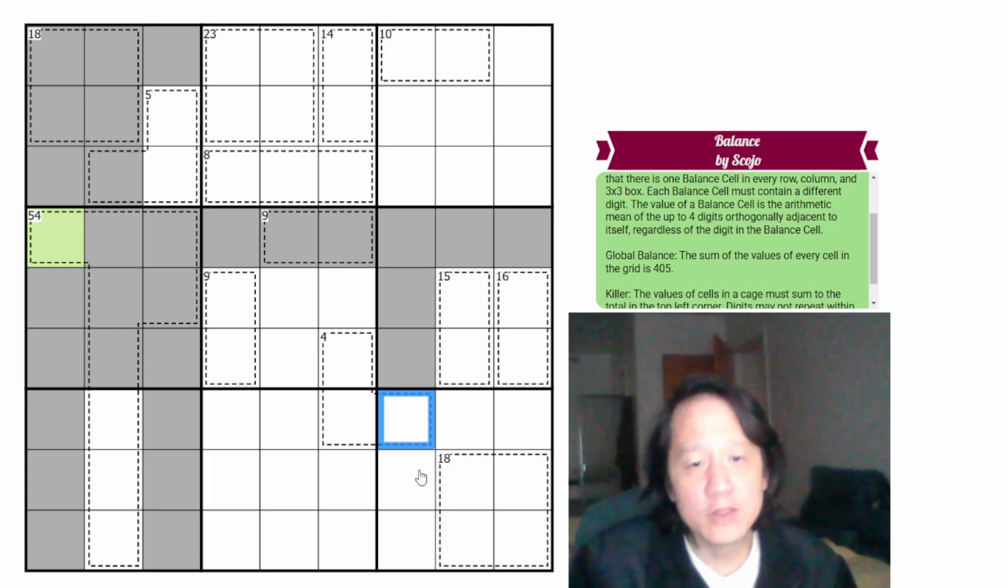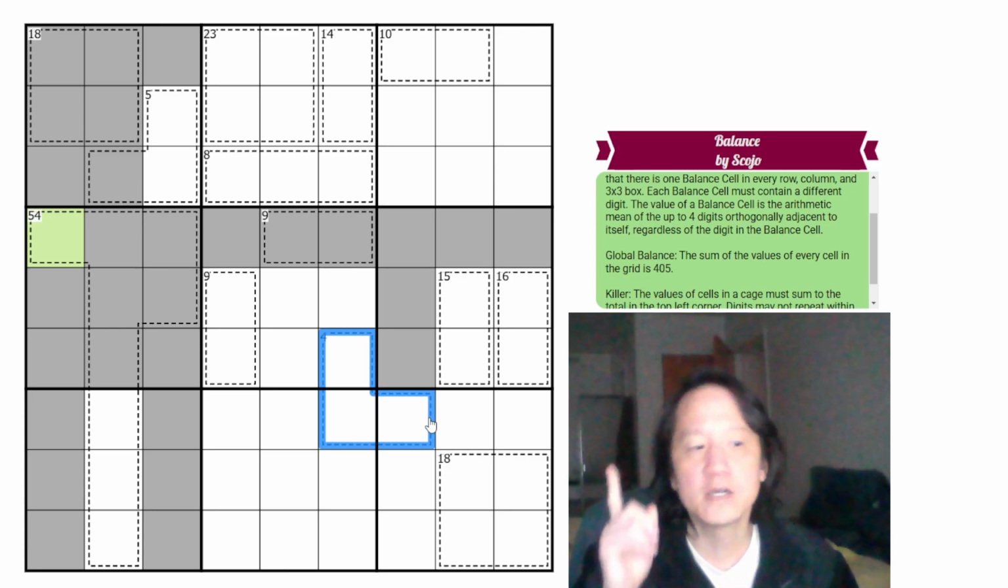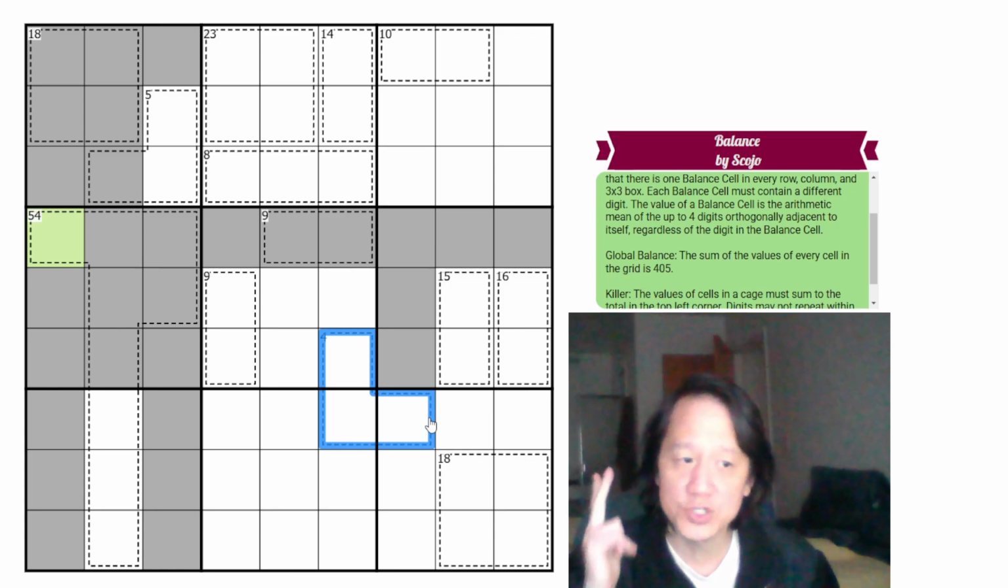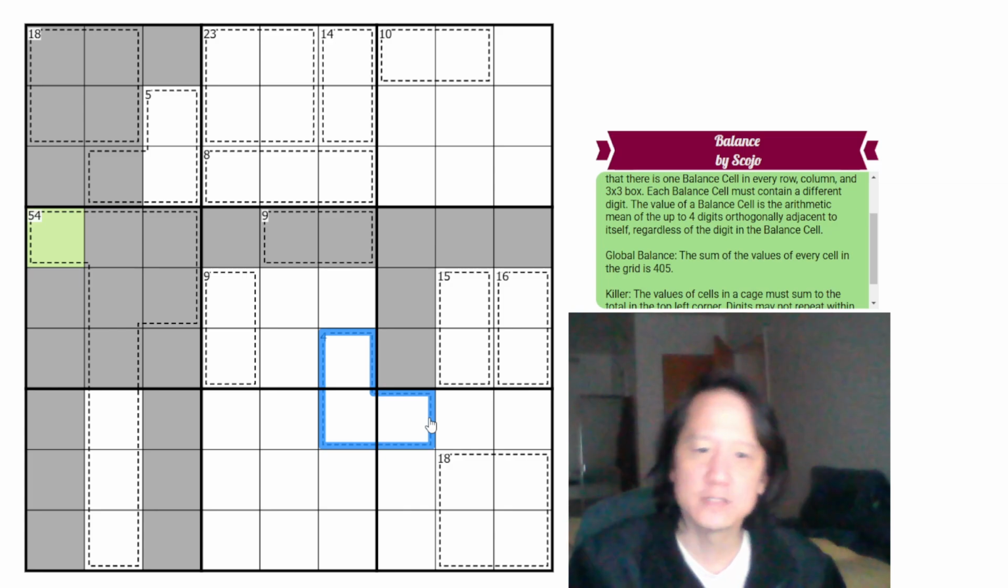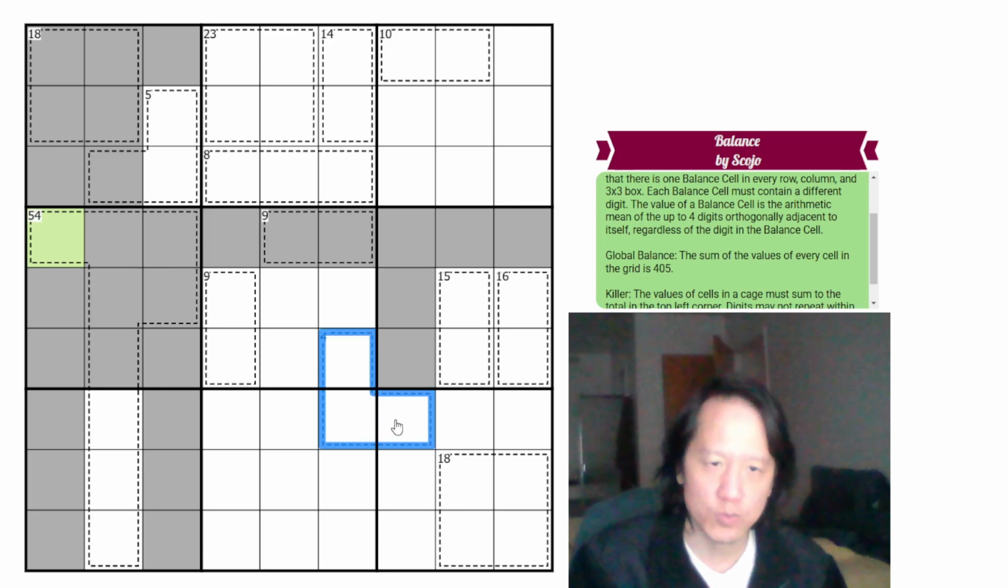We know in the 4 there has to be a balanced cell because, again, the digits are unique. So if you didn't have a balanced cell in them, the minimum value of the cell would be 1 plus 2 plus 3, which would be 6, and therefore that would not equal 4. So at least one of these cells is a balanced cell. We're not sure which one.